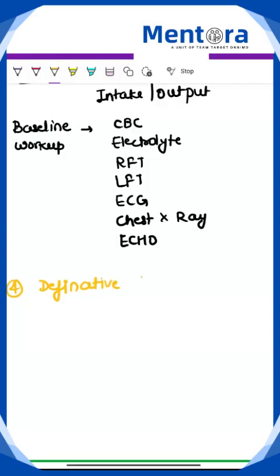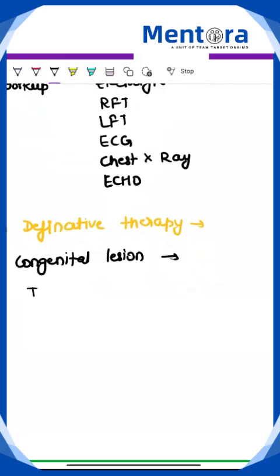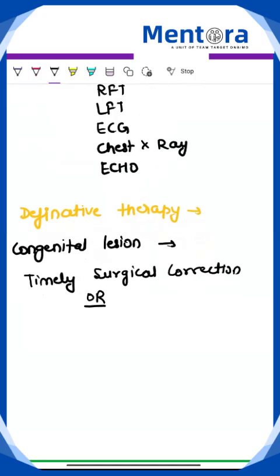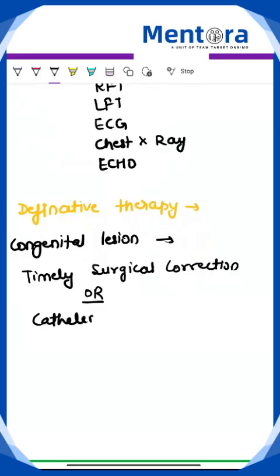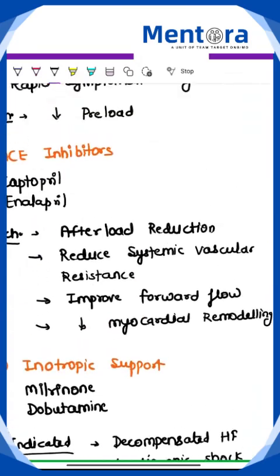And the definitive therapies include, in case of congenital lesion, timely surgical correction, or the catheter correction. So this is about the management of CHF, congestive heart failure.